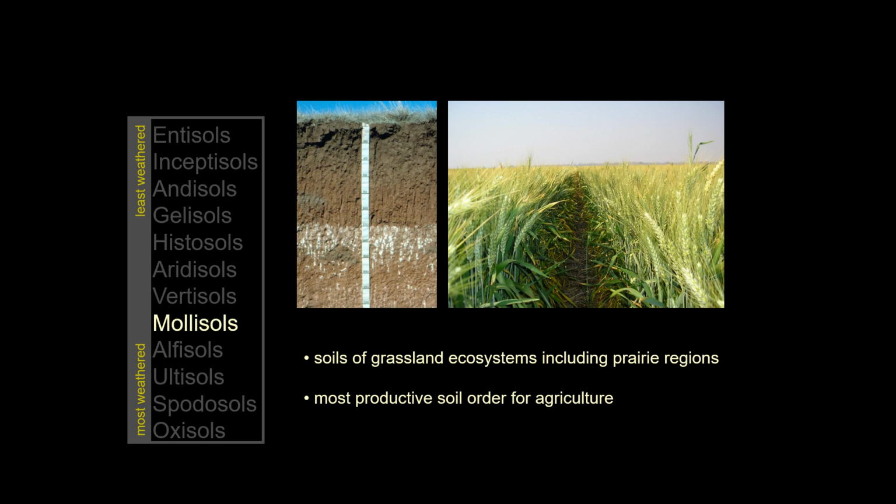Now, this is the soil order I'd like you to remember. This one in particular, the mollisols are soils of grassland ecosystems, including prairie regions. I know not everybody taking this class is in Oklahoma necessarily, but tall grass prairies are associated with the mollisols. It's the most productive soil order for agriculture, so it's great for growing things like winter wheat. And again, these are the soils that are underneath much of the Great Plains and covering much of Oklahoma, Kansas, and Texas, and elsewhere. So mollisol is a very productive soil order.